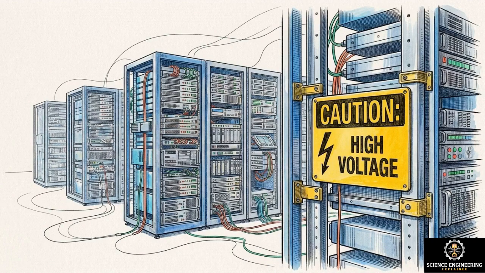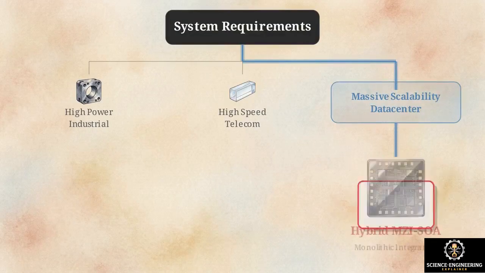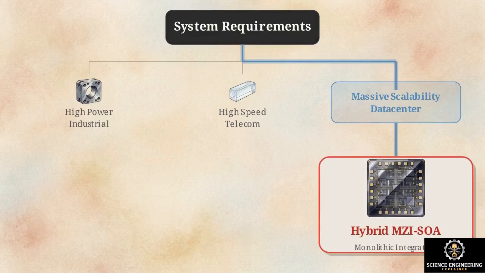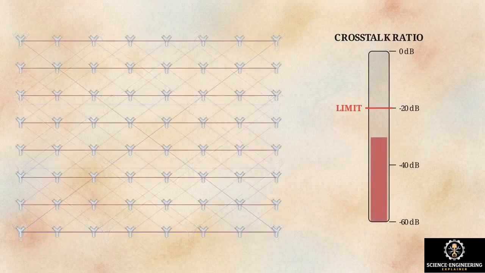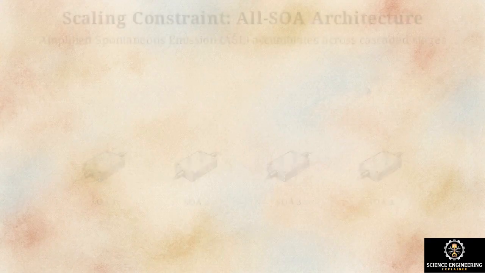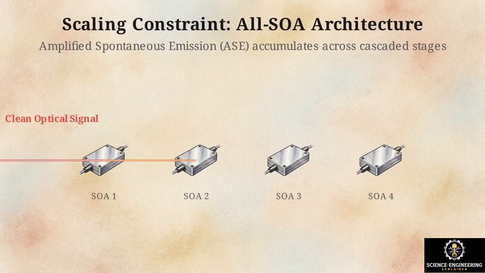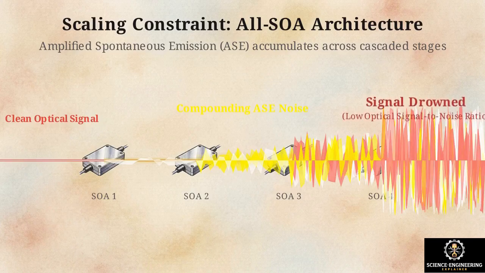In the data center, the goal is scaling routing networks to massive port counts, like 128 by 128. The branch for massive scalability leads to the hybrid MZI SOA approach. Pure Mach-Zehnder interferometers, or MZIs, hit a limit at scale. Fabrication variability typically holds single elements to a crosstalk ratio of -20 decibels. Pure semiconductor optical amplifiers, or SOAs, also face issues when scaled. Chaining them together creates compounding noise from amplified spontaneous emission.